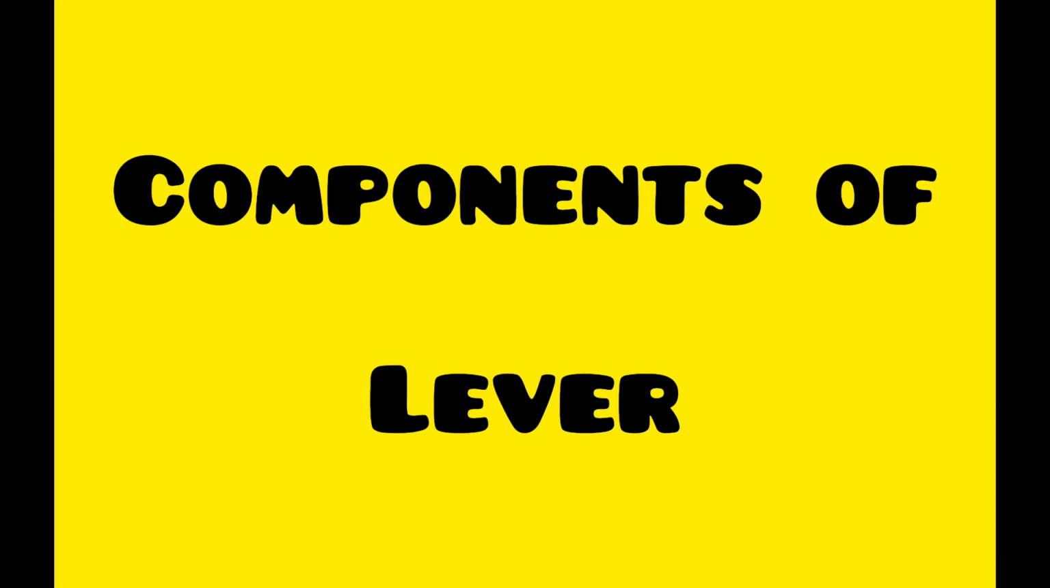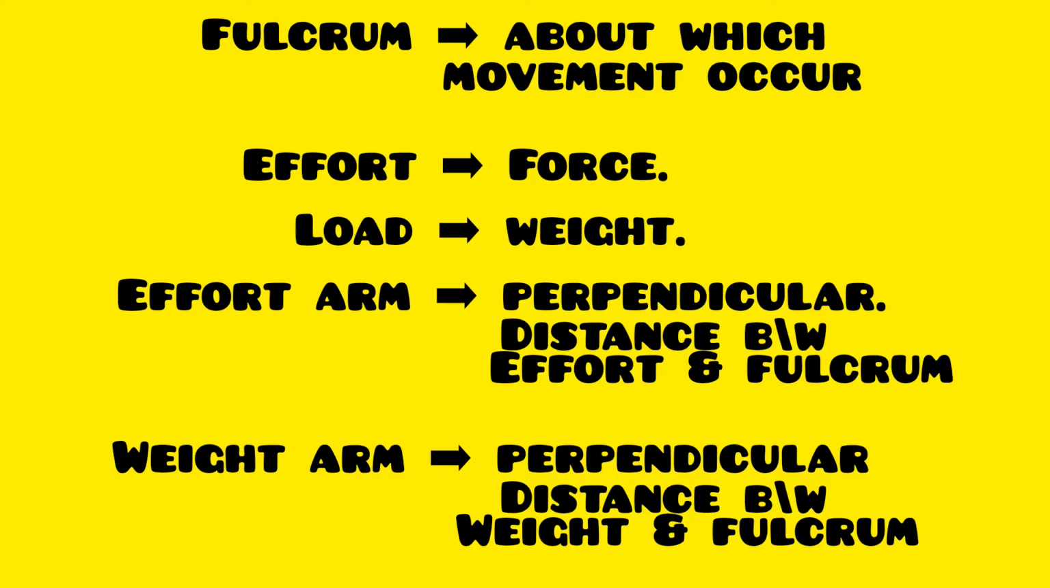A lever is composed of five components: the fulcrum, effort, load, effort arm, and the weight arm. Fulcrum is the point about which the movement occurs, while the effort is the force applied at one point on the lever, while the load is the weight acting on the second point on the lever.